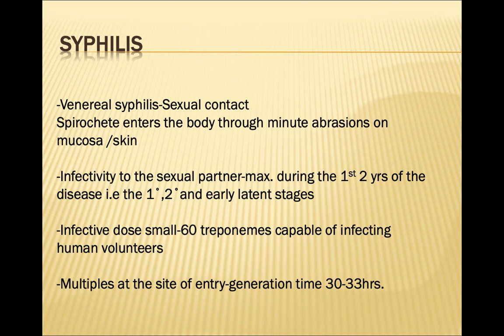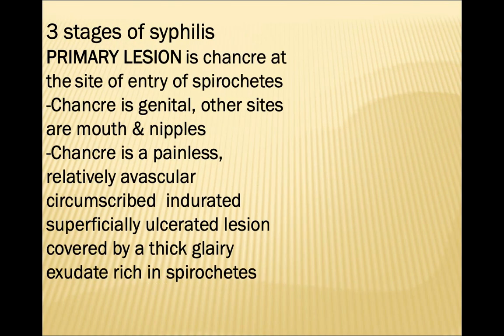The infective dose is very small, as low as 60 treponemes are capable of infecting human volunteers. They multiply at the site of entry and the generation time is around 30 to 33 hours. There are 3 stages of syphilis.